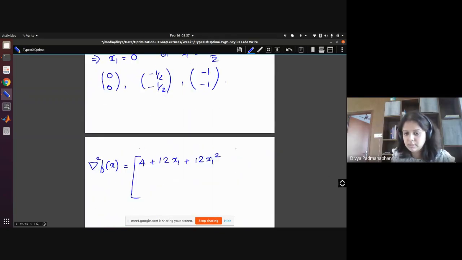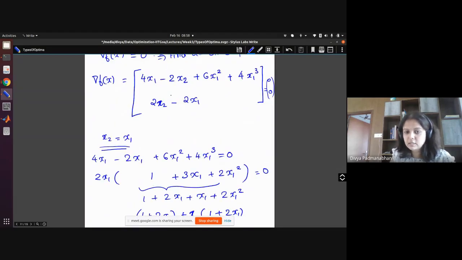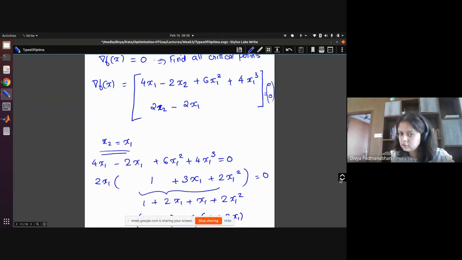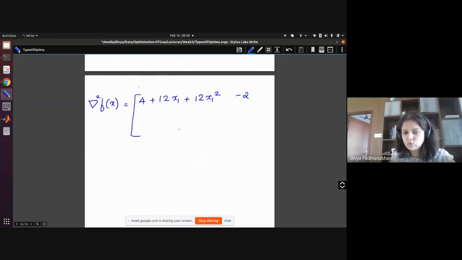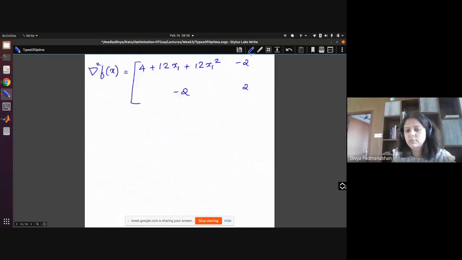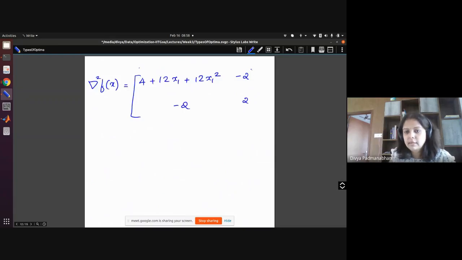Minus 2. Right. Now you take this second term and take the derivative with respect to x1 first. Minus 2. So that's going to give you again minus 2. And then 2. And here? 2, right? Okay. So just when you compute the Hessian, remember it's a symmetric matrix. So that's also something you should cross check.